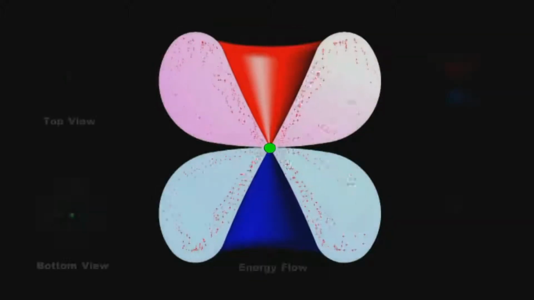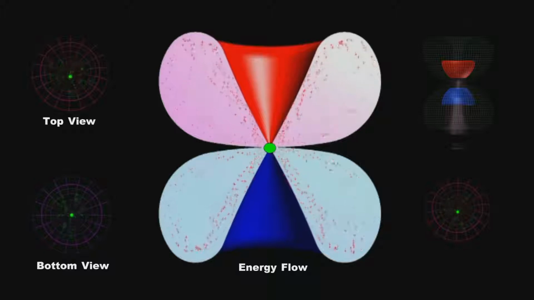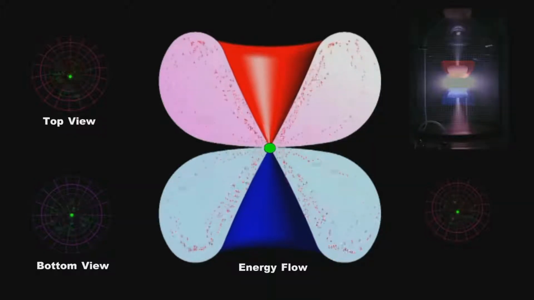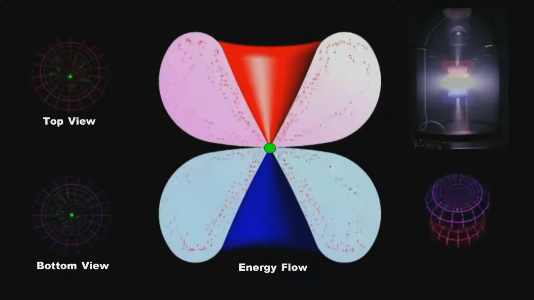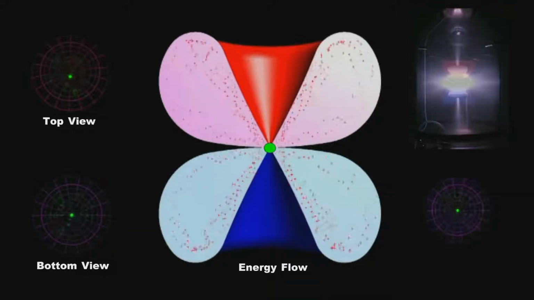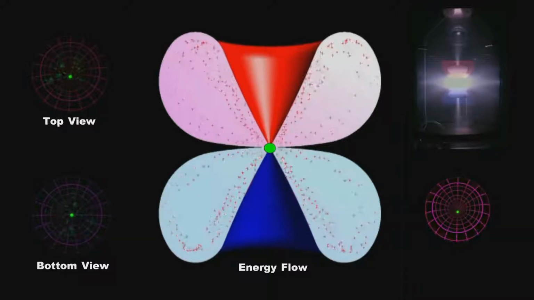The green sphere represents the photon. Here we have the internal energy flow within the fields of the photon, as well as several other views of the photon and its fields. The image in the upper right corner shows how this is related to our vacuum chamber experiments. The same flows are at work in the vacuum chamber.